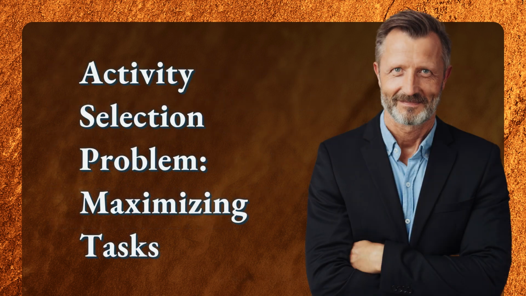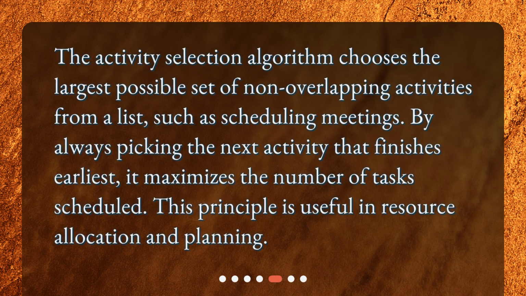Activity selection problem, maximizing tasks. The activity selection algorithm chooses the largest possible set of non-overlapping activities from a list, such as scheduling meetings. By always picking the next activity that finishes earliest, it maximizes the number of tasks scheduled. This principle is useful in resource allocation and planning.